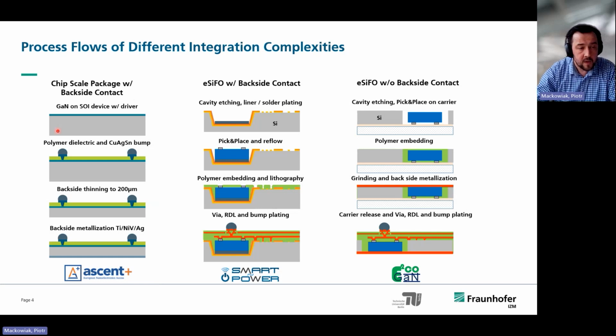So in this approach, we have a chip scale package with backside contact. So we started with a GaN device and an SOI device driver. We then applied some polymer dielectric and copper tin silver bumps and thinned the device, which was wafer level obviously, thinned down to 200 micrometer, and then applied some backside metallization with titanium, nickel, vanadium, and silver.